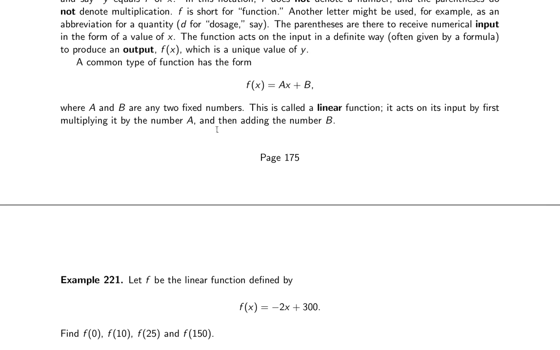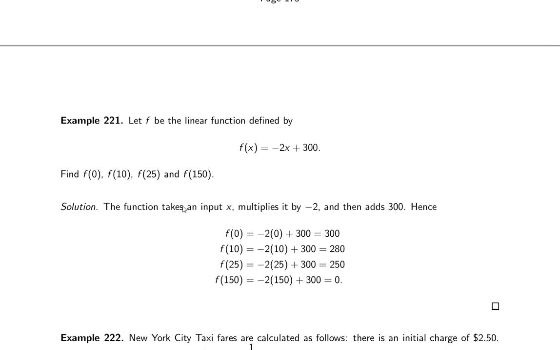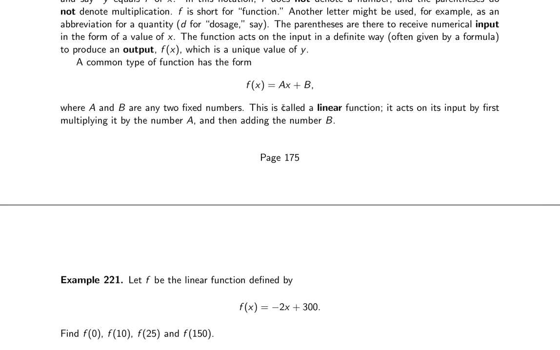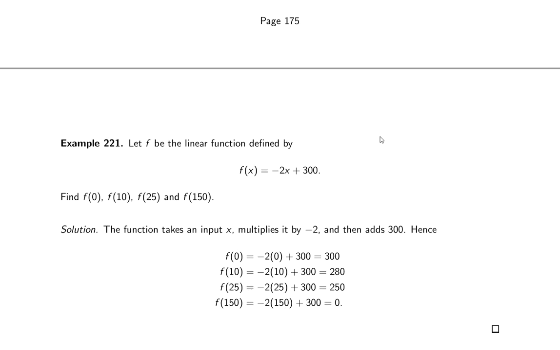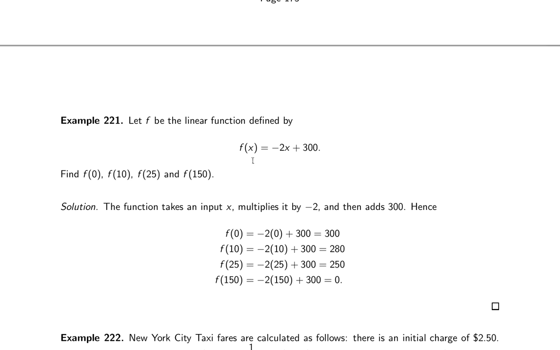So here are functions in the book. One of the simplest types of functions is called a linear function. It takes x and just multiplies x by a number and adds another number. So simple functions like that are called linear functions. For this example, f of x is equal to negative 2x plus 300.